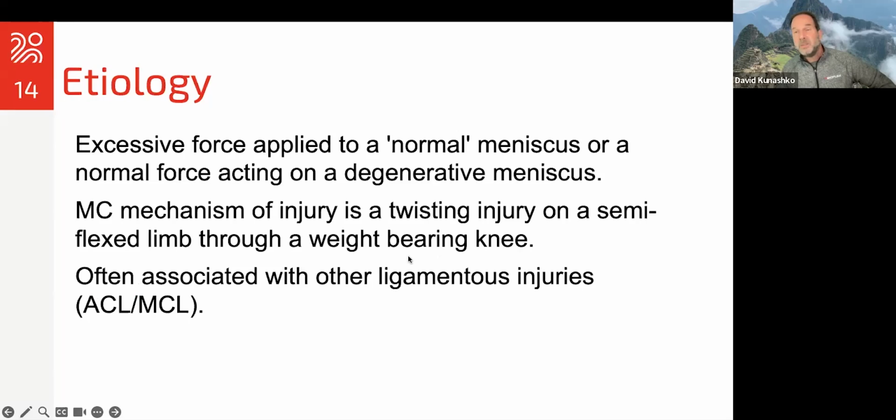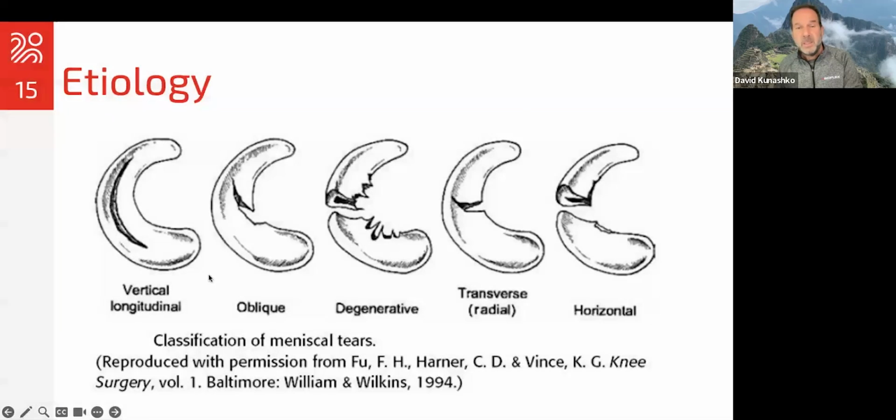It is commonly associated with other injuries. Oftentimes when an MCL or an ACL is torn, you'll tend to see a medial meniscus torn as well, especially in these sporting injuries. There are different types or classifications of tears. You can see a discussion of that on this chart. You have horizontal, you have radial tears, and degenerative tears where you see it's broken down, and then it can lead to larger tears, just like arthritis.